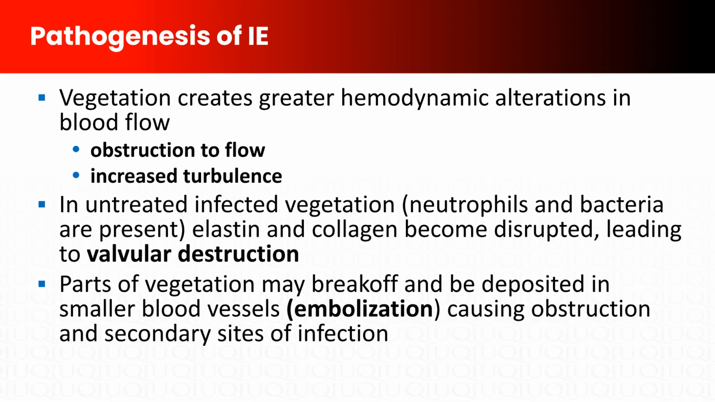Third, embolization is a devastating complication. Parts of the vegetation can break off and travel through the bloodstream. These emboli lodge in smaller blood vessels, causing obstruction and establishing secondary sites of infection. Common embolization sites include the brain causing stroke, spleen causing infarction, kidneys causing renal impairment, and extremities causing ischemia.